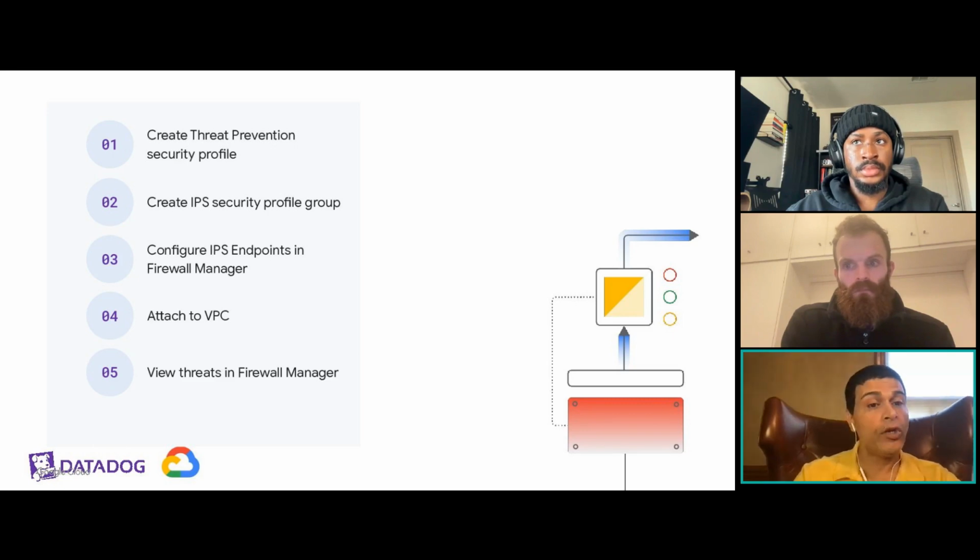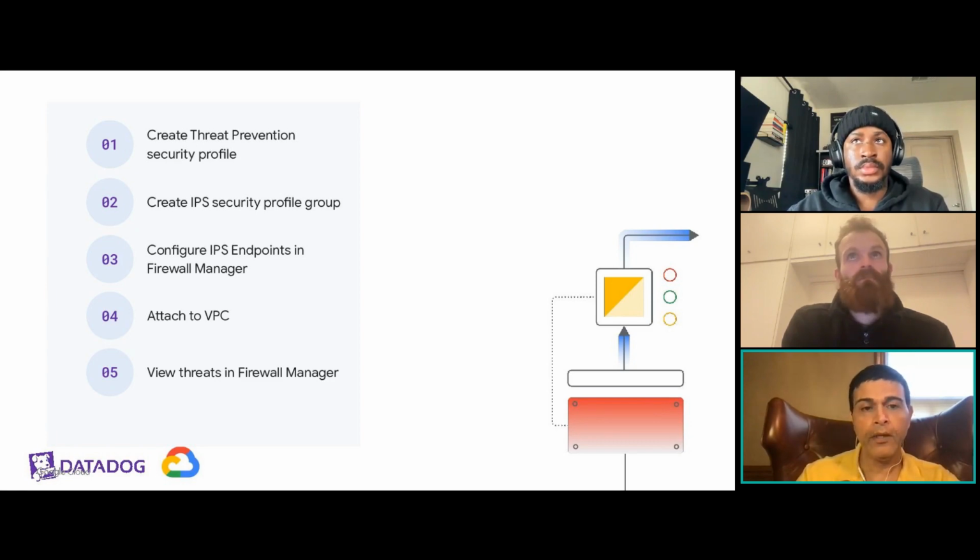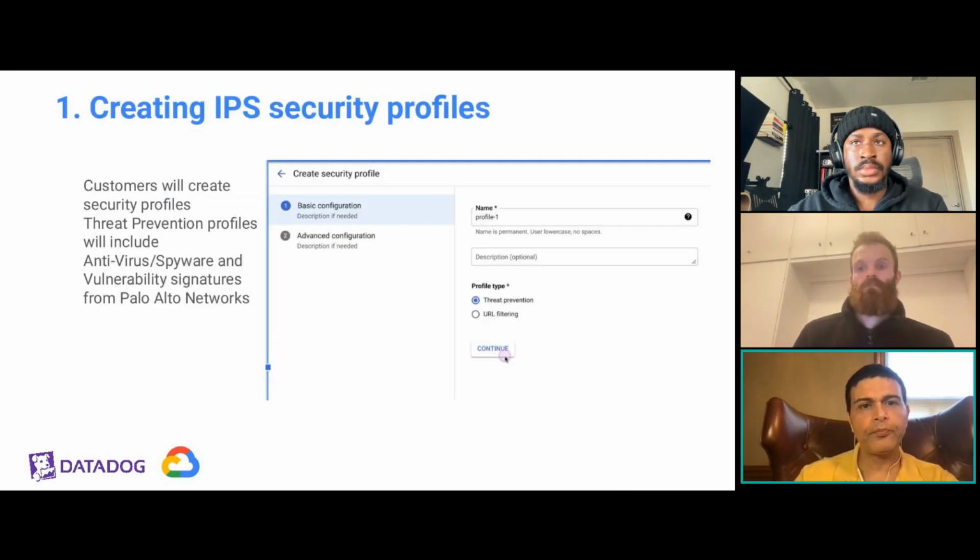Next step, you actually create the IPS endpoint. So here's where you go to the firewall manager and say, go ahead and create those firewalls for me. And of course, it will create a load balancer for you as well, an ILB. Next step, you attach it to the VPC. And then lastly, you just sit there and wait for it to get deployed. Usually it takes around 10 minutes, and you can view the threats inside the firewall manager without going to another third-party console. So let's take a look at some of the screenshots here.